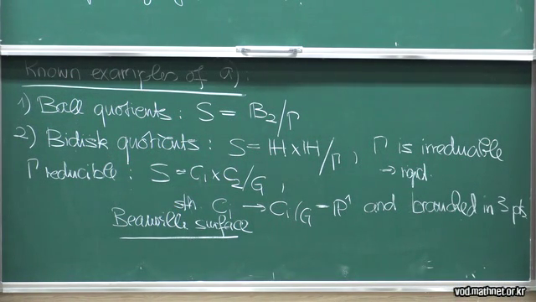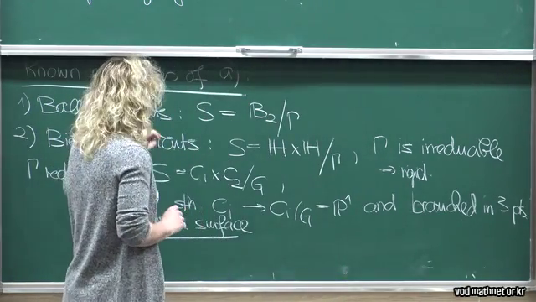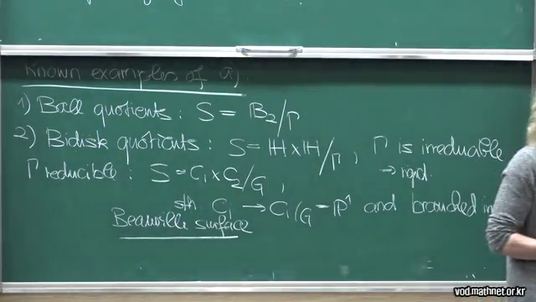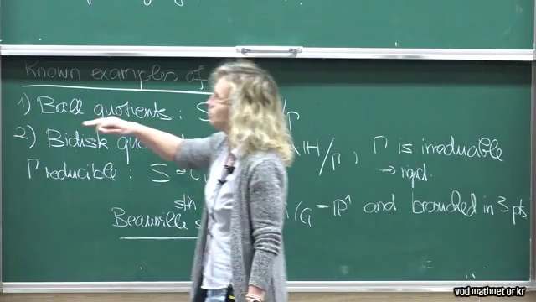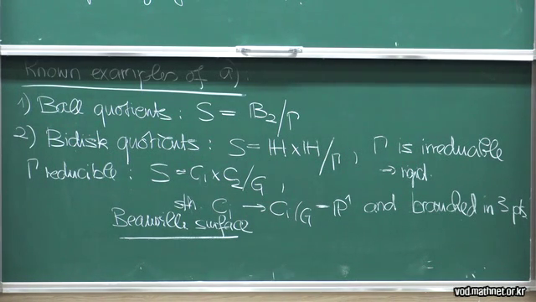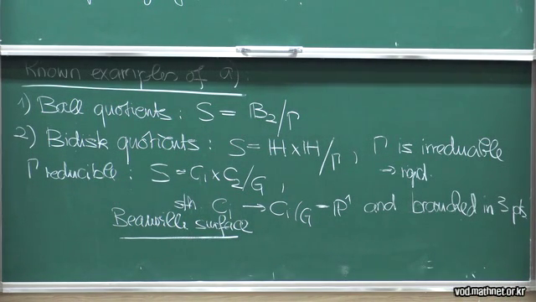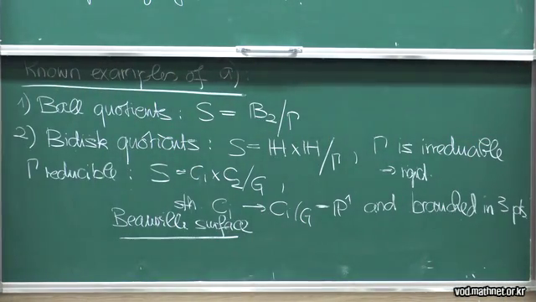Then there is another example. Are these examples all infinitesimally rigid as well? Ball quotients are infinitesimally rigid, and for the Beauville surfaces, we didn't check, we don't know that. This is a good question. Of course, there can be rigid surfaces of general type which are not infinitesimally rigid, because it is theta minus log 3 points, H1 equals 0. I don't know any example of a rigid surface of general type which is not infinitesimally rigid.